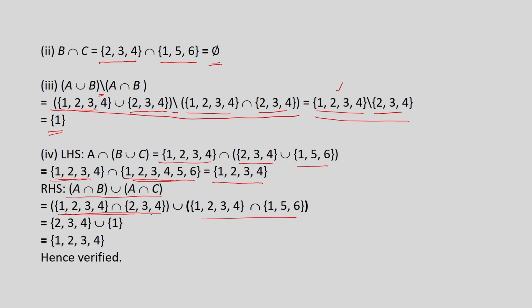So, from the first term we are going to get 2, 3, 4. So, 2, 3, 4 are common, and from the second we are going to get only 1, right, because this is the only element which is common to both these sets. So, 2, 3, 4 union 1, and that will give us 1, 2, 3, 4, and you can see this is the set that we got from the left hand side as well. Hence, we have verified.